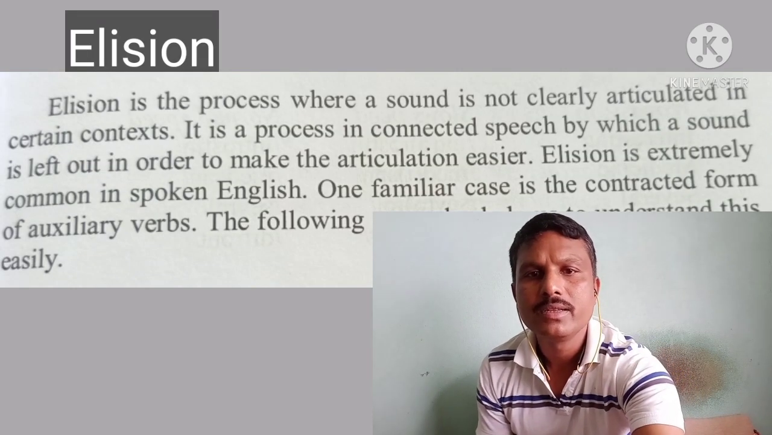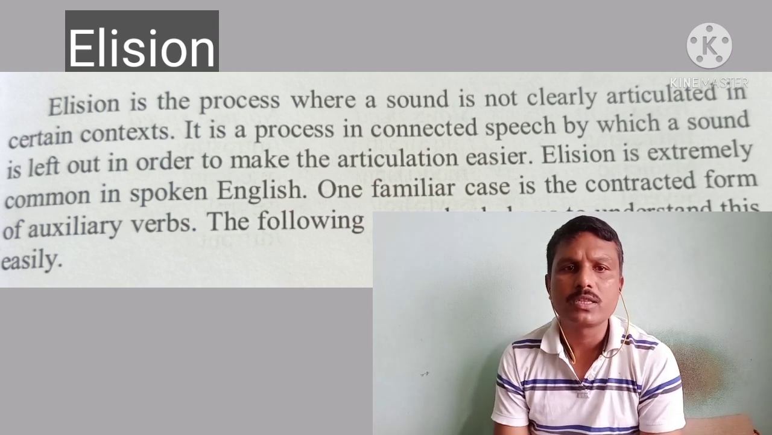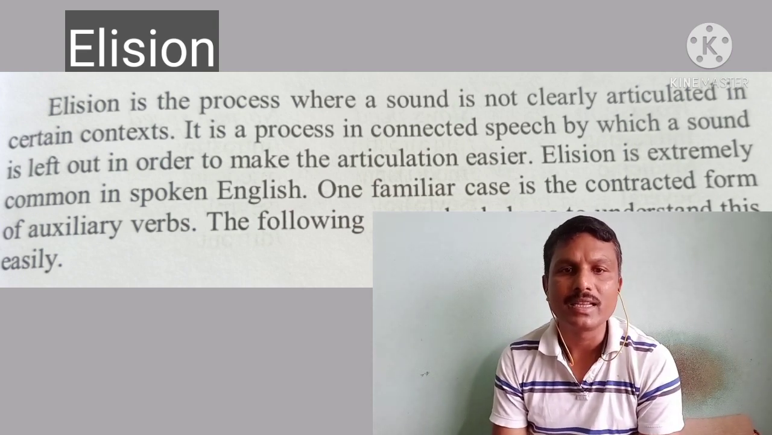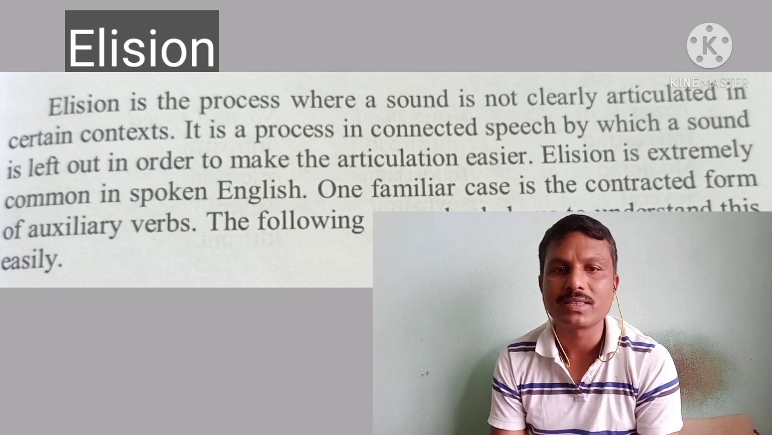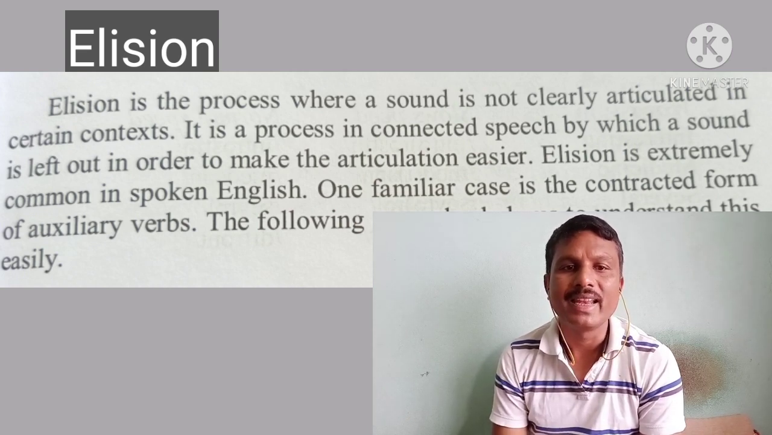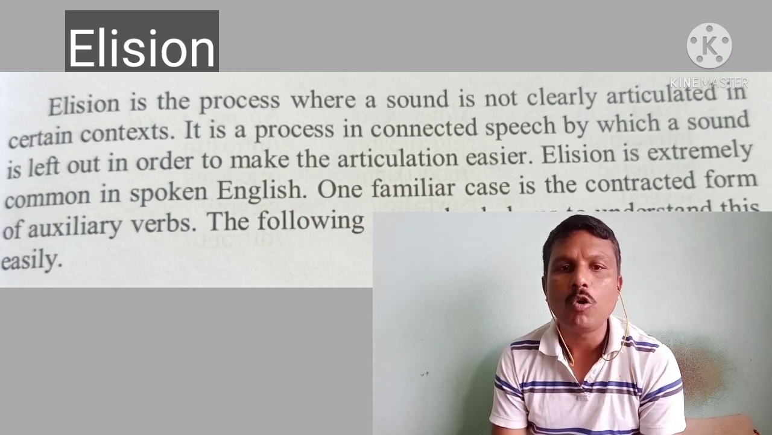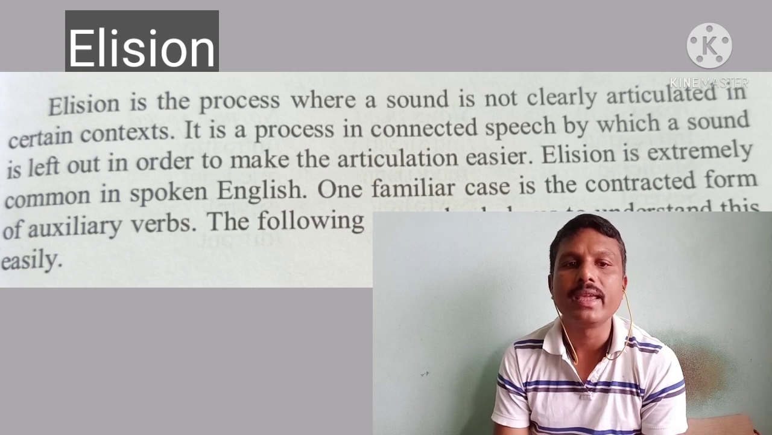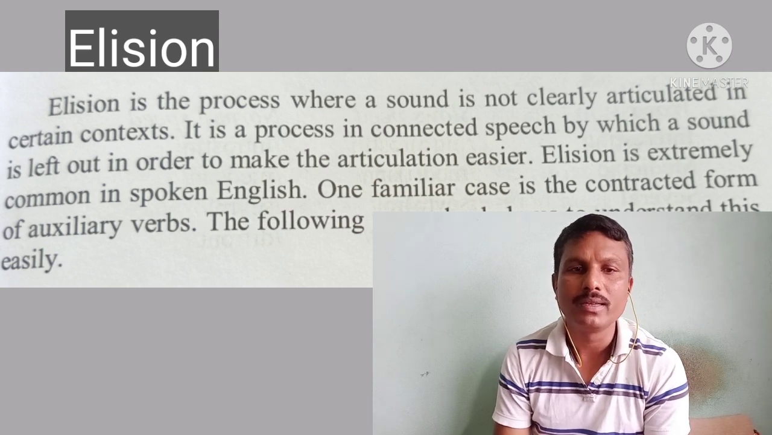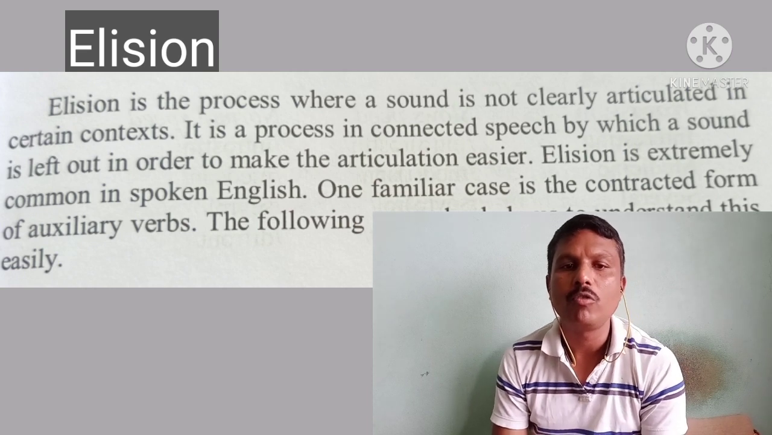What is elision? Elision is the process where a sound is not clearly articulated in certain contexts. It is a process in connected speech by which a sound is left out in order to make the articulation easier. Elision is extremely common in spoken English. One familiar case is the contracted form of auxiliary verbs. In the first case, let us say, use of contracted forms.